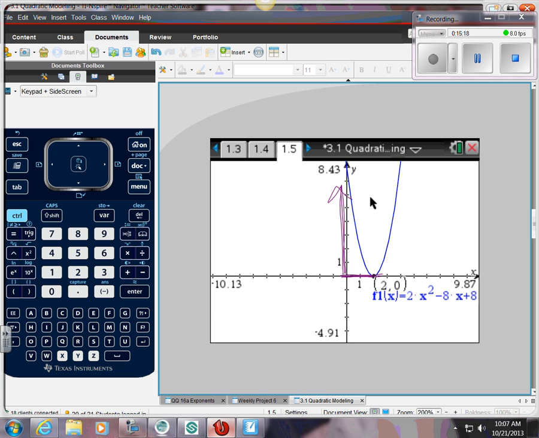How about if my turning point was -3, -1? Yeah, -1 to infinity. You guys okay with that? So you can use that y value. All right, let's move forward. Next page.